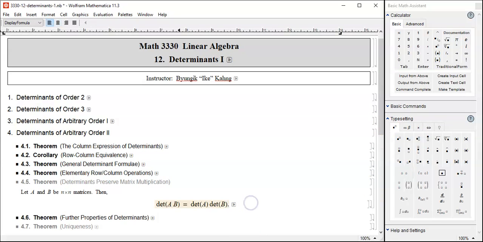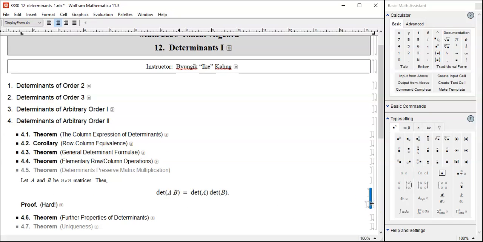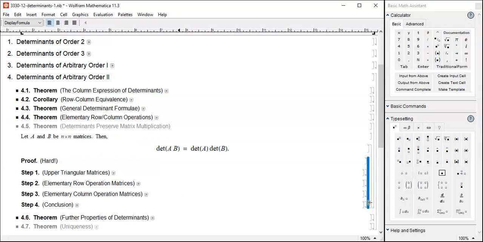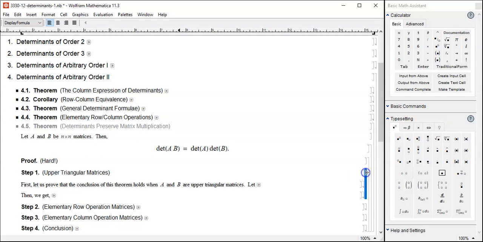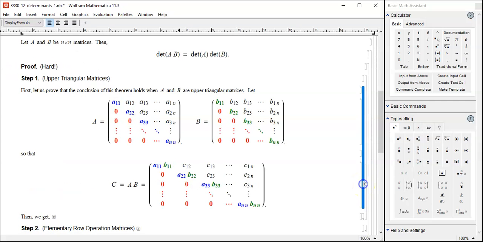It's this: the multiplicative property of the determinant. The determinant of the product is the same as the product of the determinants. How do we prove it? We're going to prove it in multiple steps. Number one, we will prove it for upper triangular matrices.